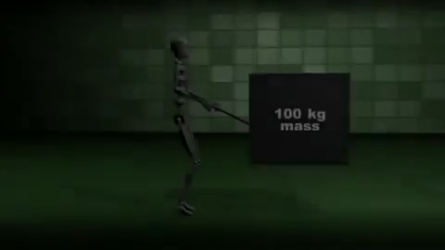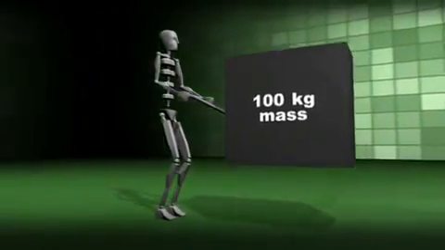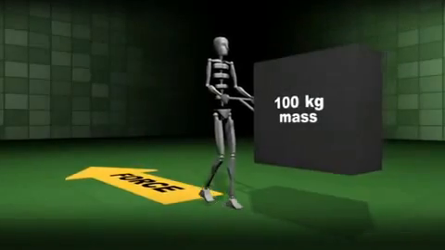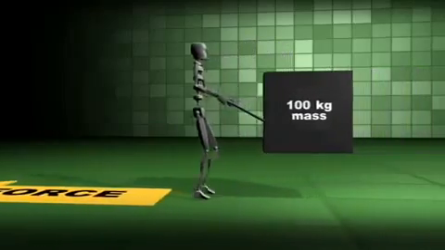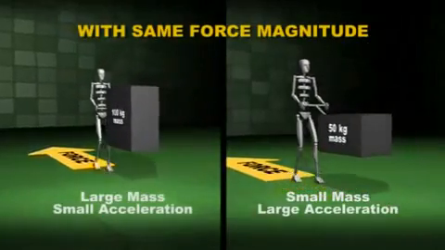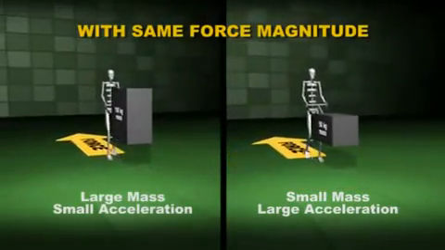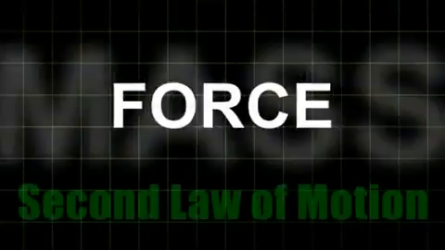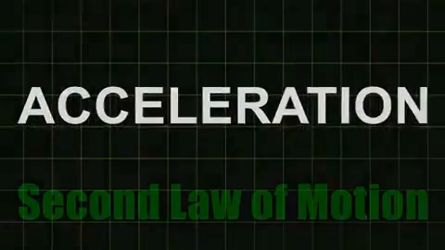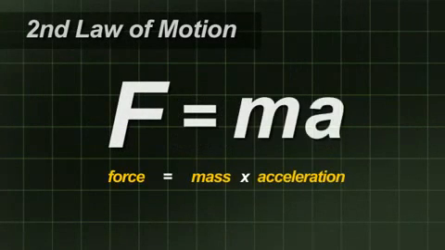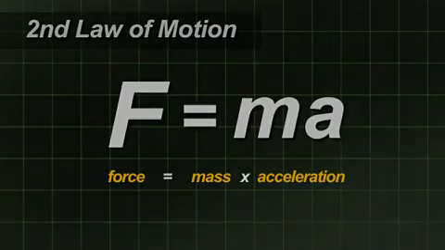If the mass is doubled and we want to accelerate it at the same rate, we must also double the force. Our character, however, is already pulling at his full strength. So what happens? He can only accelerate the object at half the rate as illustrated by his slower pace. This relationship between force, mass, and acceleration is the source of one of the most important equations in physics. Force equals mass times acceleration.